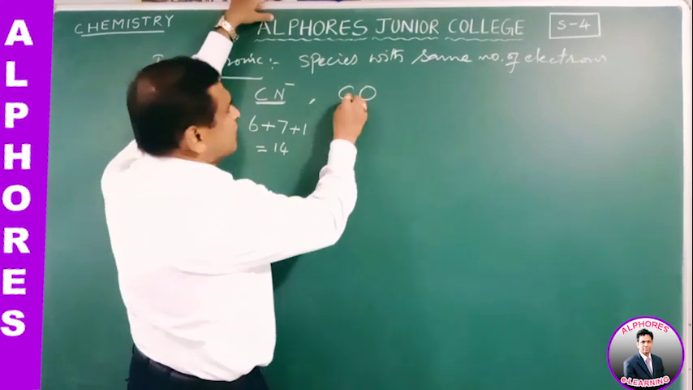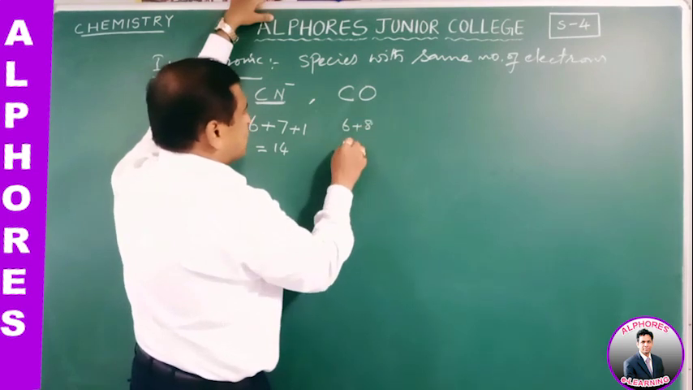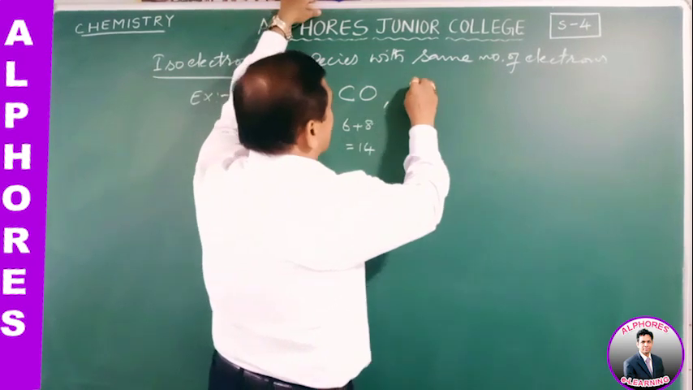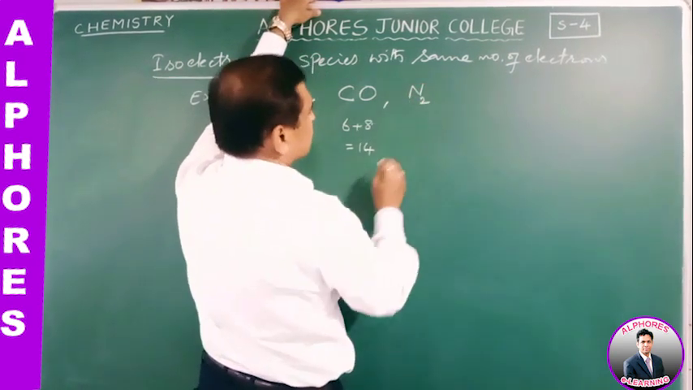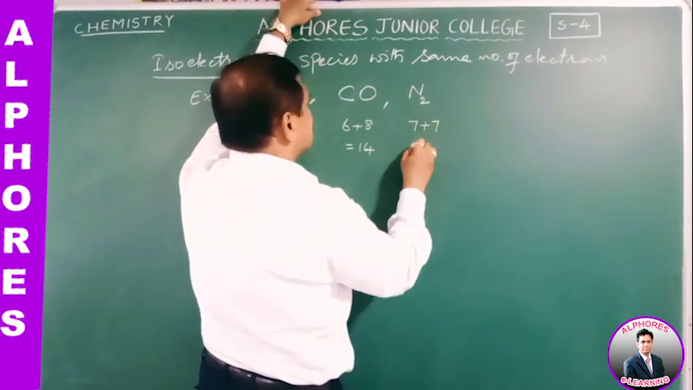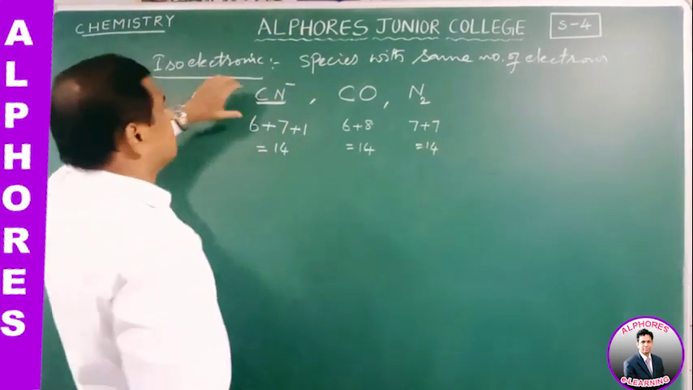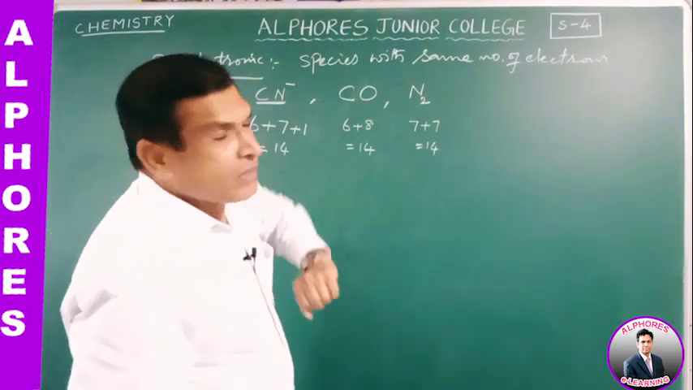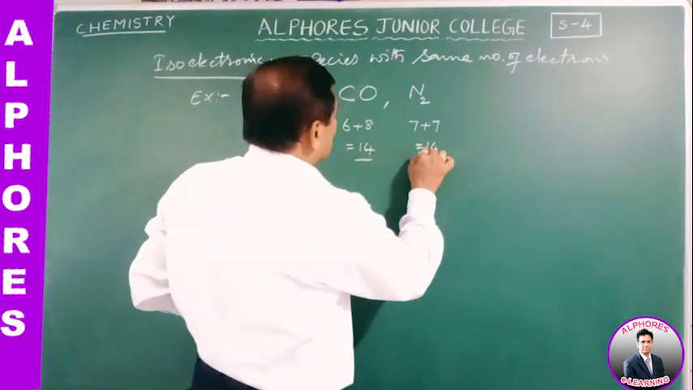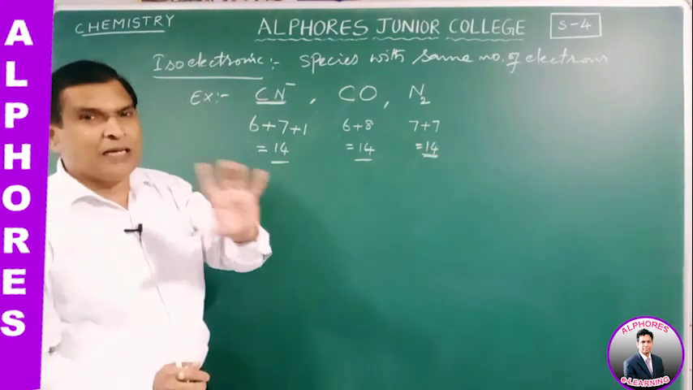Carbon monoxide: atomic number of carbon is 6 and oxygen is 8, so the total number of electrons is again 14. Next, let us take another one, the N2 molecule. Nitrogen atomic number is 7, so two nitrogen atoms, 7 plus 7, equals 14 electrons. So the species may be an ion or a molecule. The species containing the same number of electrons are called isoelectronic species.